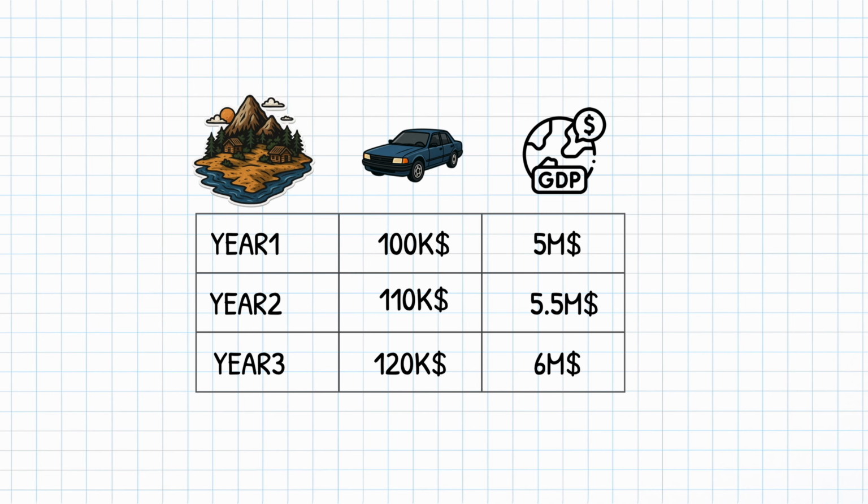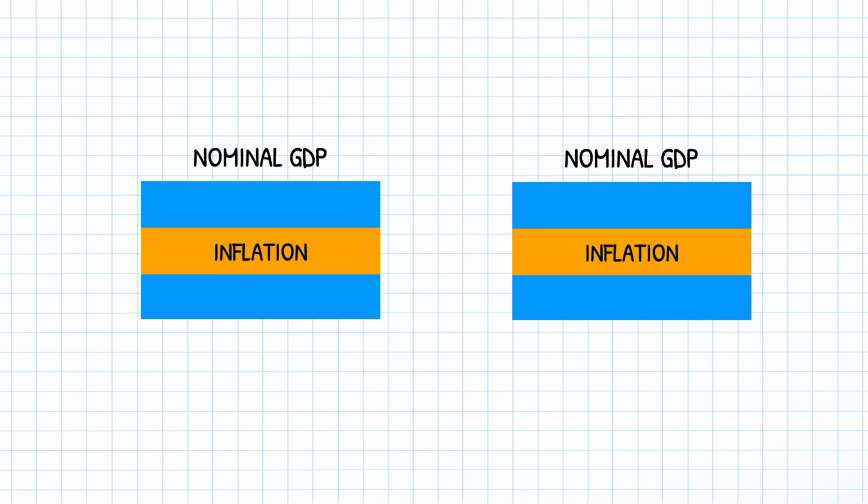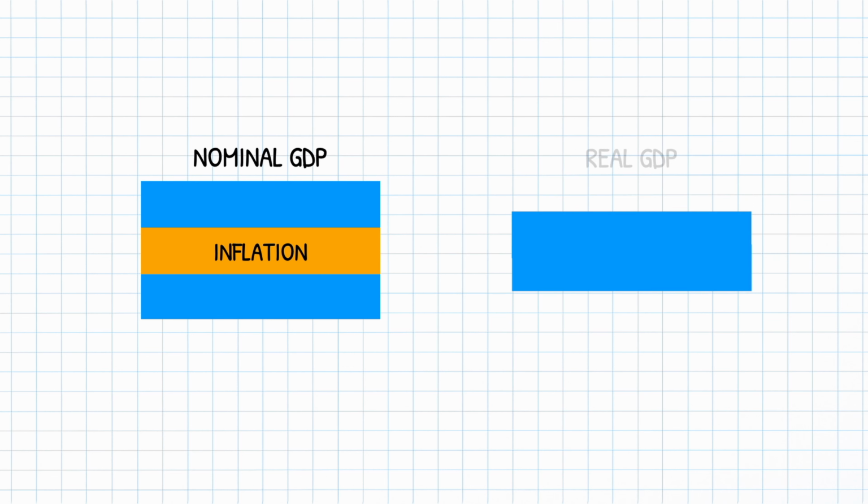Here, the production of cars remained the same each year at 50, but the price of each car increased because of inflation. This is known as nominal GDP. In simple words, nominal GDP is the GDP that includes the effects of inflation. If you remove inflation from nominal GDP, you get real GDP.